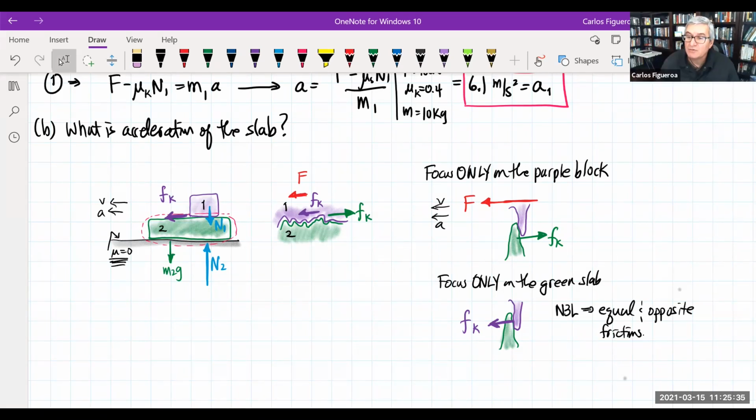If I go and I draw a free body diagram of the situation, right? It's got to be this here. It's got to be like this.